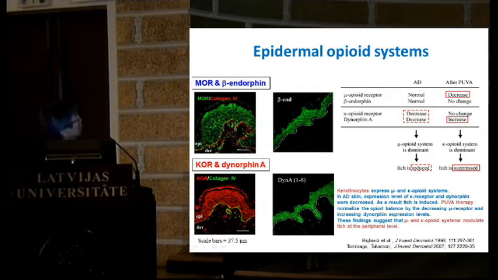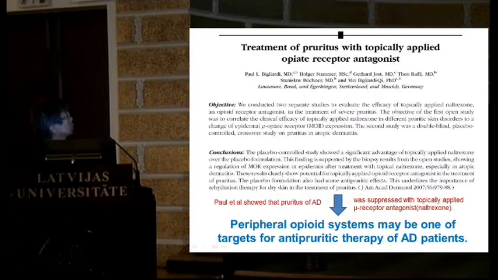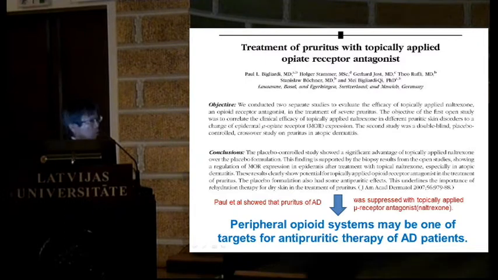Remitch, nalfurafine, activates the kappa opioid receptor and dynorphin, so it is effective against itch in keratinocytes in atopic dermatitis.